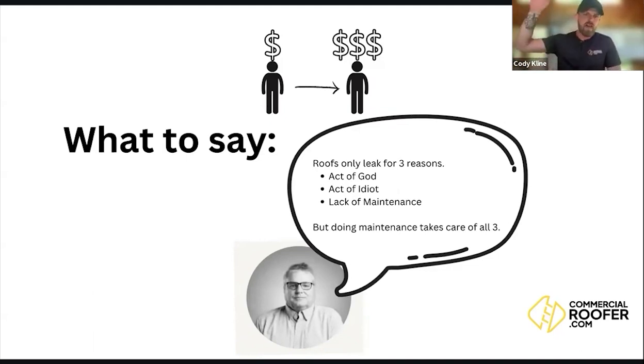Act of God, right? We have the sun beating down. We have freeze thaw cycles. We have weather systems that are rolling through every couple months. And that's act of God. Act of idiot are like the bullets that you're finding on the roof. It's the panels that are being dropped on the commercial roof system from the HVAC guys that are up there dropping tools and panels and stepping on screws. And so we have act of God, we have act of idiot, and we have lack of maintenance. But doing maintenance takes care of all 3 of those things. So you have peace of mind and don't have to worry about it, right?